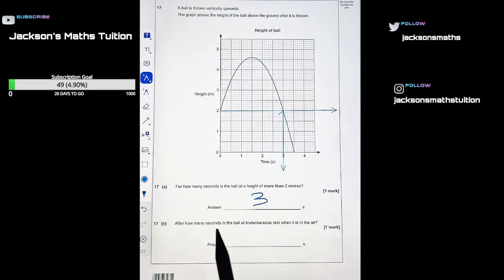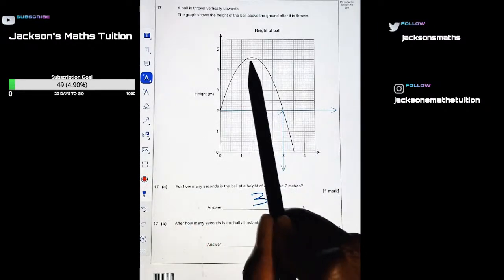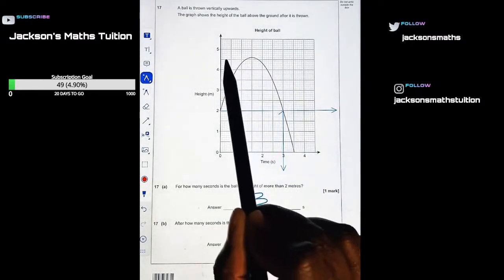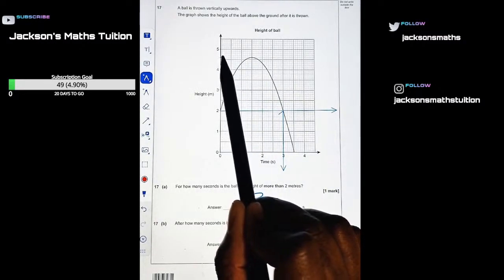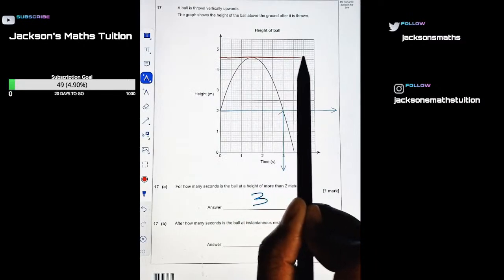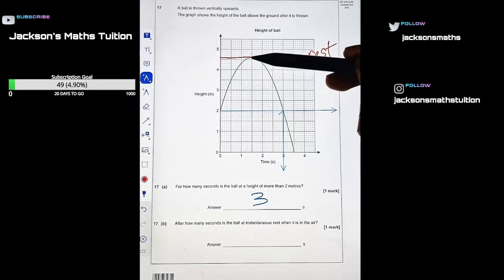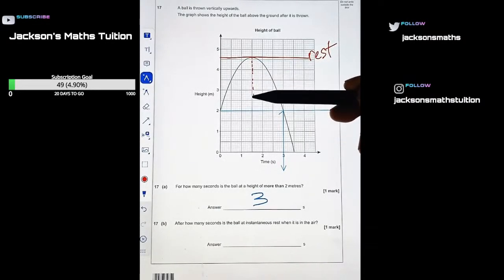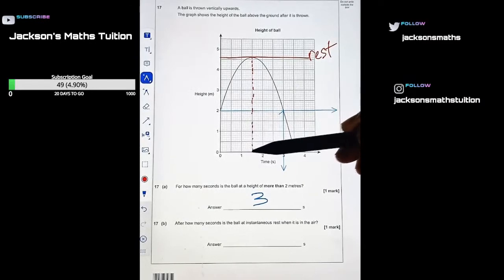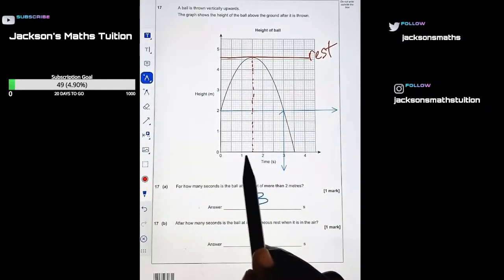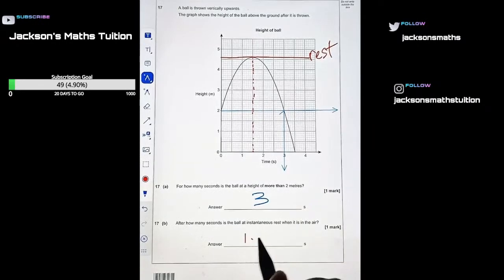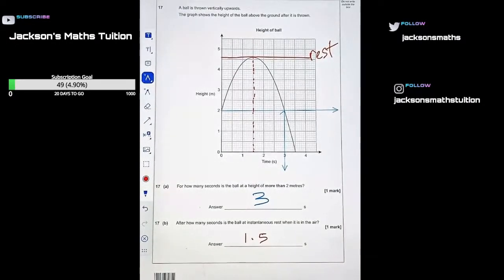So for after how many seconds is the ball at an instantaneous rest? So for the rest, you're looking at where the graph is flat. And the only flat bit I can see here is at the top. Okay, so take the ruler. You're going to draw a line at the top for the rest. Okay, that's the rest at the top. And then you're going to come down to the x-axis and read off that value. And we can see that that's halfway between 1 and 2. So that's 1.5, definitely. Excellent, guys.